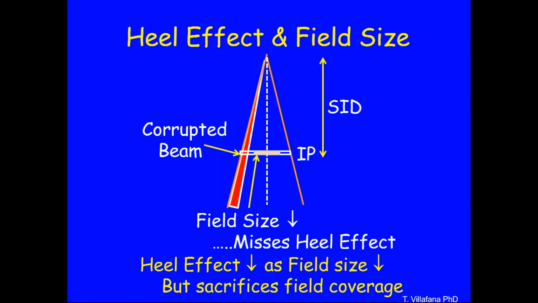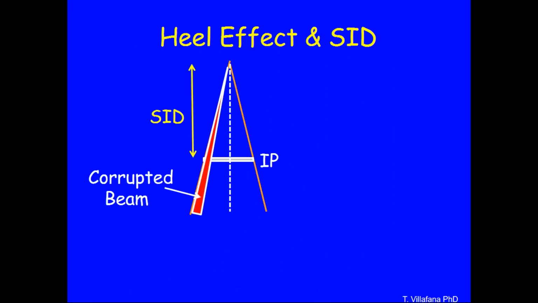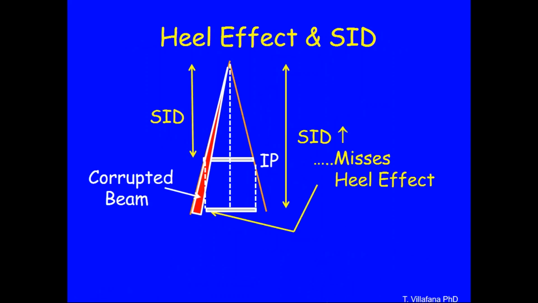So let's look at a larger SID. Again, we have the image plate at a particular SID. Again, the corrupted beam. Again, the presence of heel effect. But now let's move the image plate further away from the source. Look at that. Now, the peripheral edge of the image plate does not fall in the corrupted part of the beam. So you've missed the heel effect, and your mission is accomplished. Okay, that's how we usually handle this.